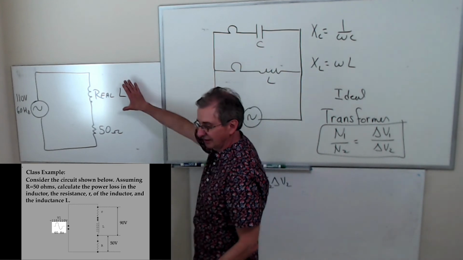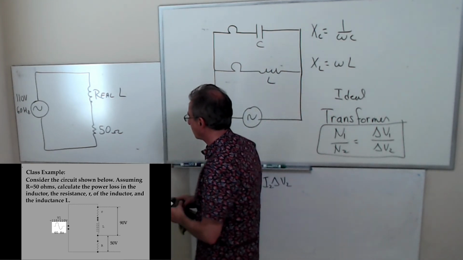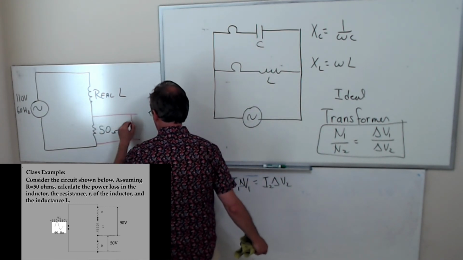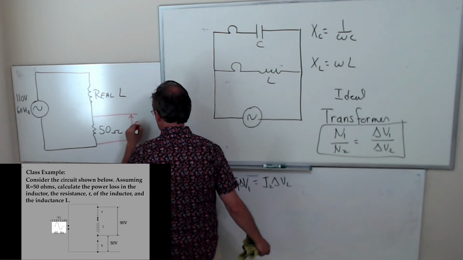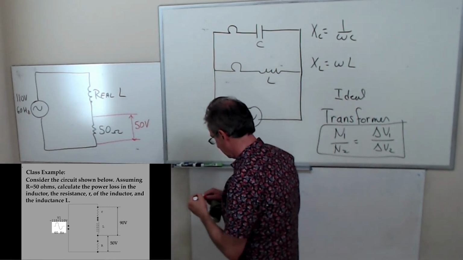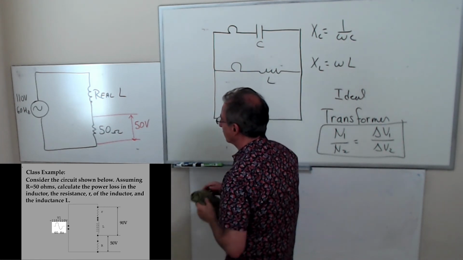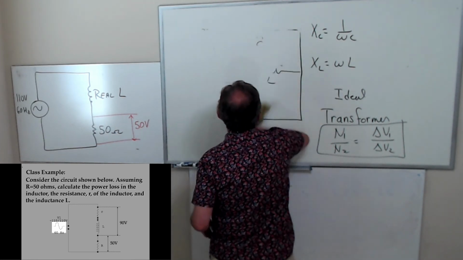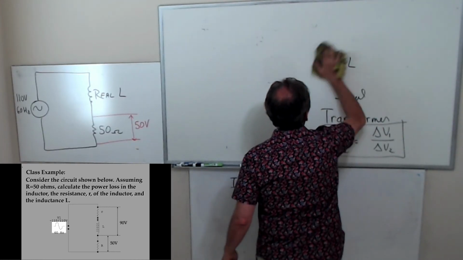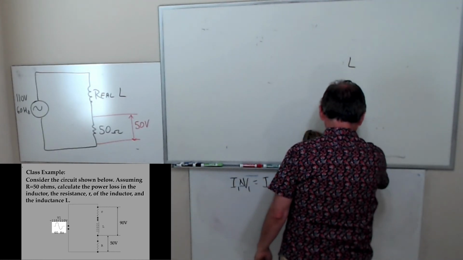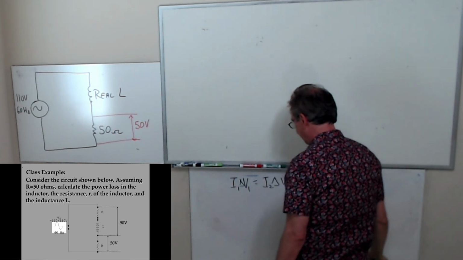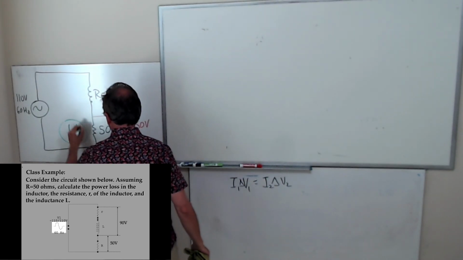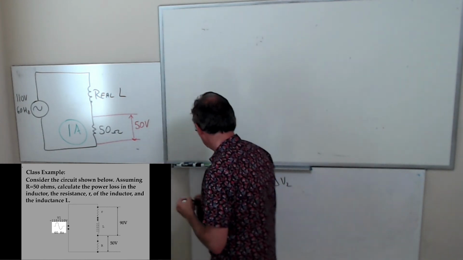Okay, what we know is that the voltage across the real inductor is 90 volts, and the voltage across this thing is 50. What does that tell you immediately? What is the first thing that tells you? If you know you have 50 ohms, 50 volts. What can I figure out right away? The current. How much current do I have? 1 amp. I have 1 amp through here, I have 1 amp through here.